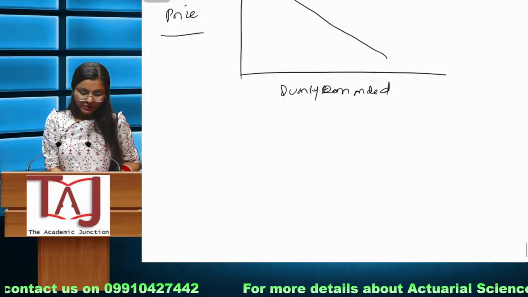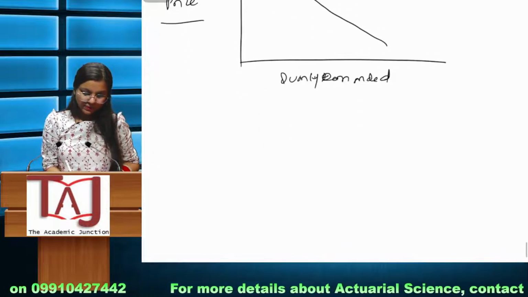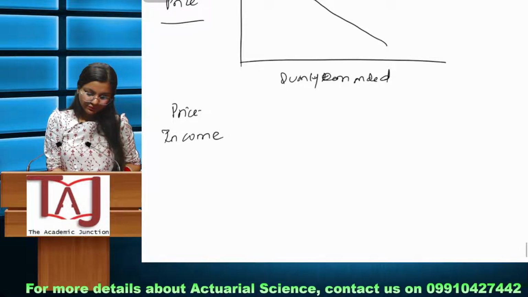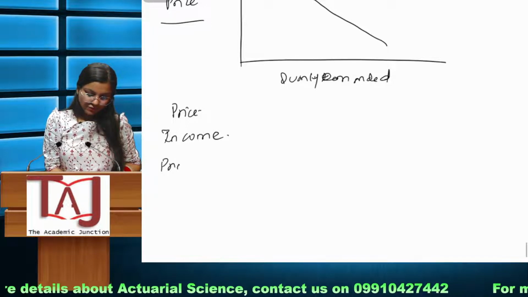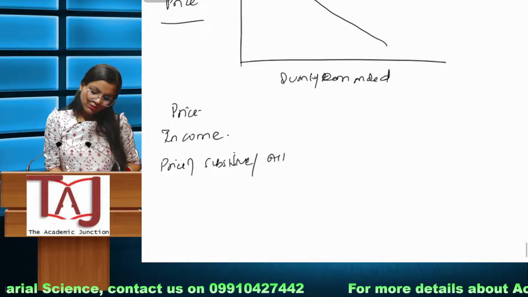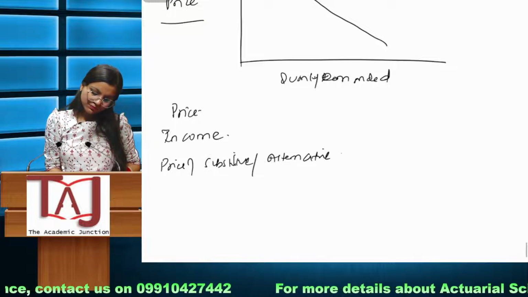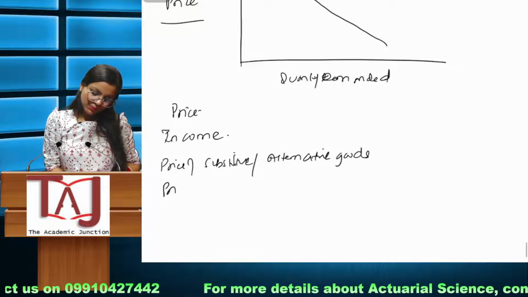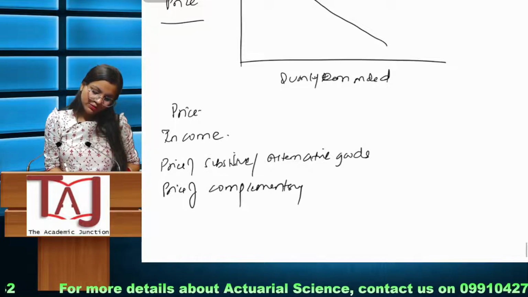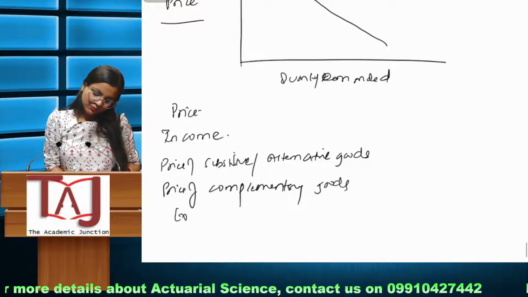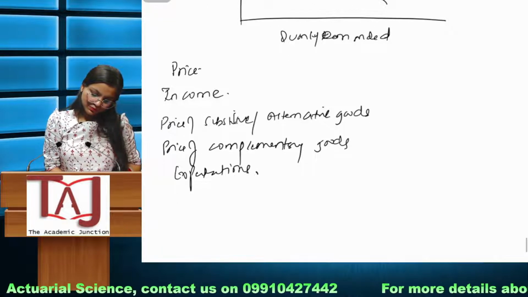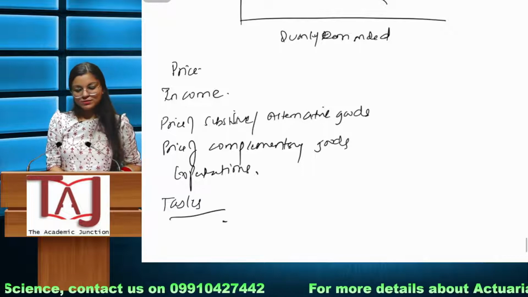Now we have discussed which factors there are: price, income, price of substitute and alternative goods, price of complementary goods, expectations, tastes. These are the main factors, okay.